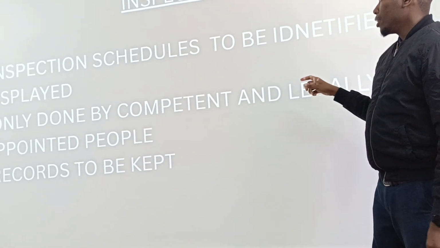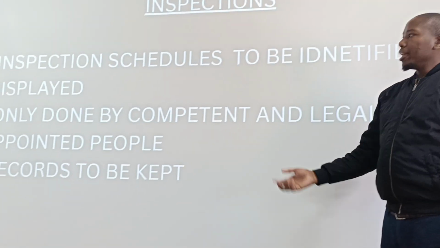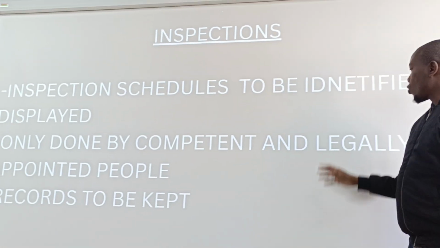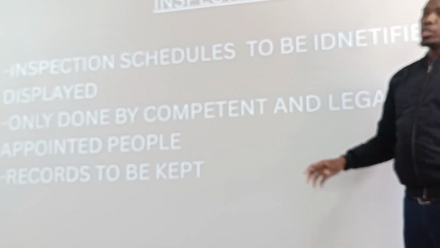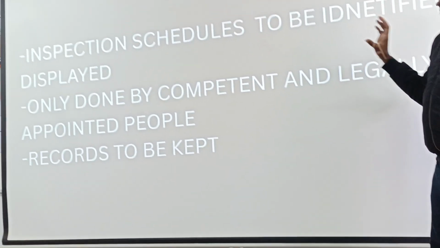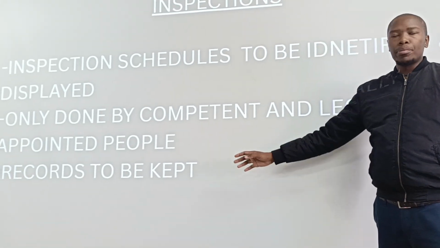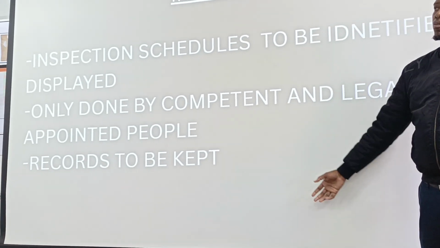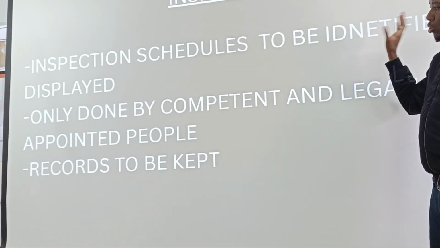Then we have what we call appointments. Appointments are done by the managers for certain people, for competent and legally appointed people. In order for you to do inspections, you need to be legally appointed. So on this one, you have to carry a certain appointment so that you are able to do inspections. Then you have to keep the records. We have what we call the safety files. Safety files are used to keep records of all the inspections that we do in the pit.